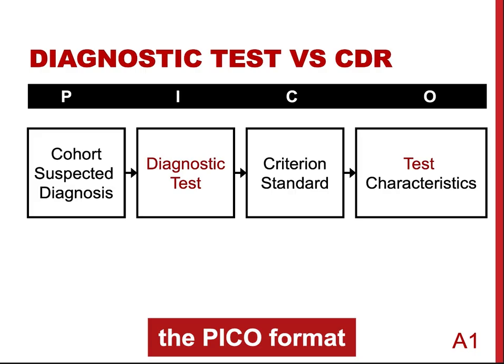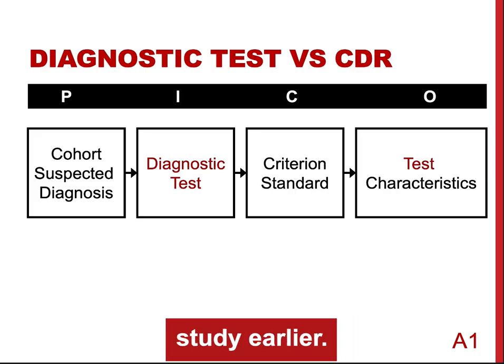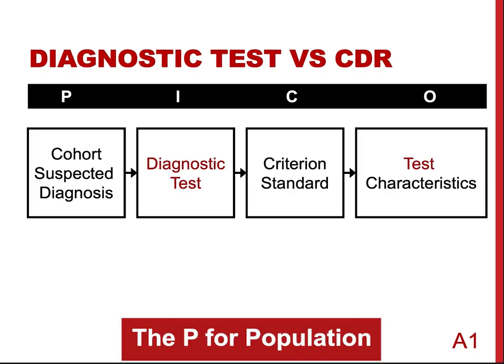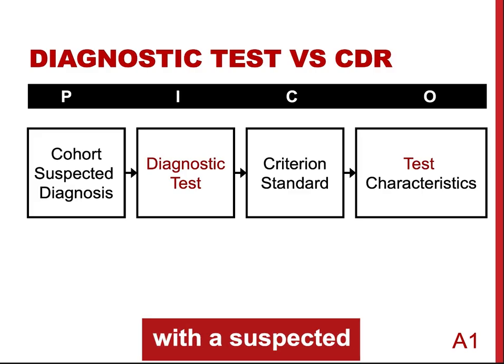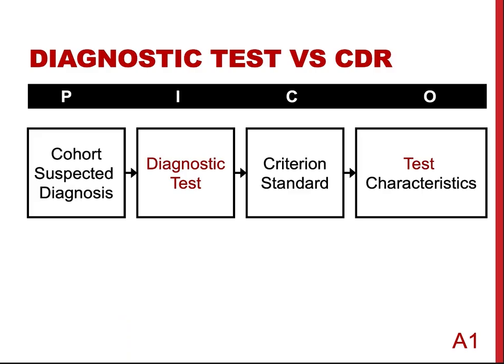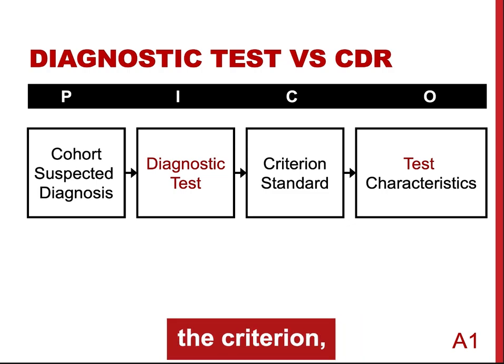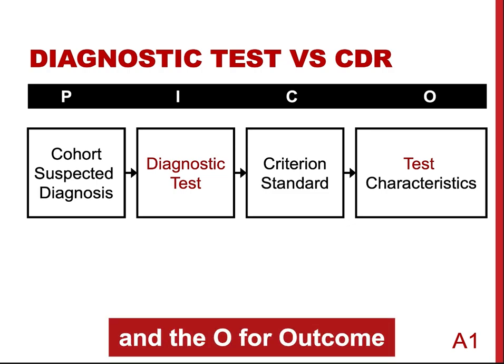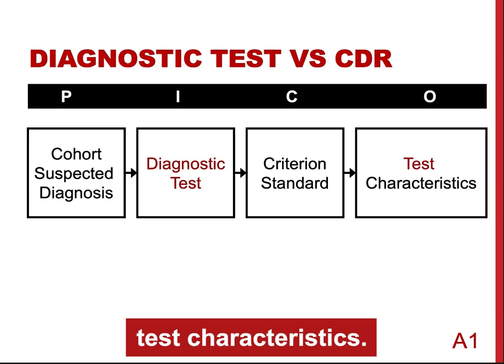We reviewed the PICO format for a diagnostic test accuracy study earlier. The P for population is a cohort of patients with a suspected diagnosis. The I or intervention is the diagnostic test. The C or control may be called the criterion, reference, or gold standard. And the O for outcome is the test characteristics.